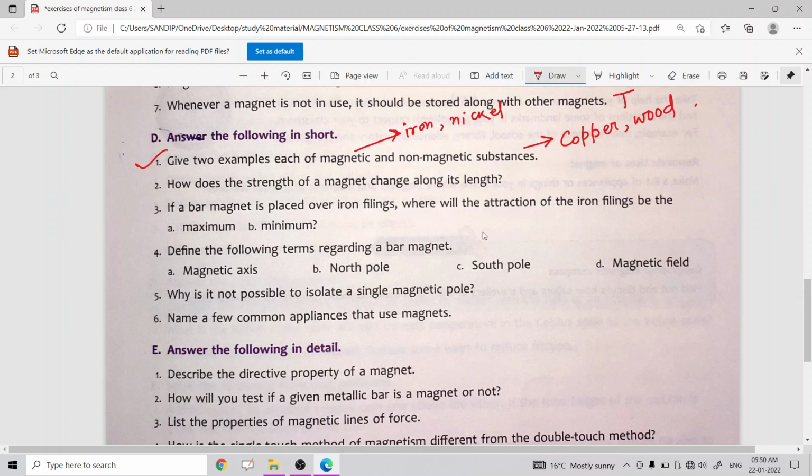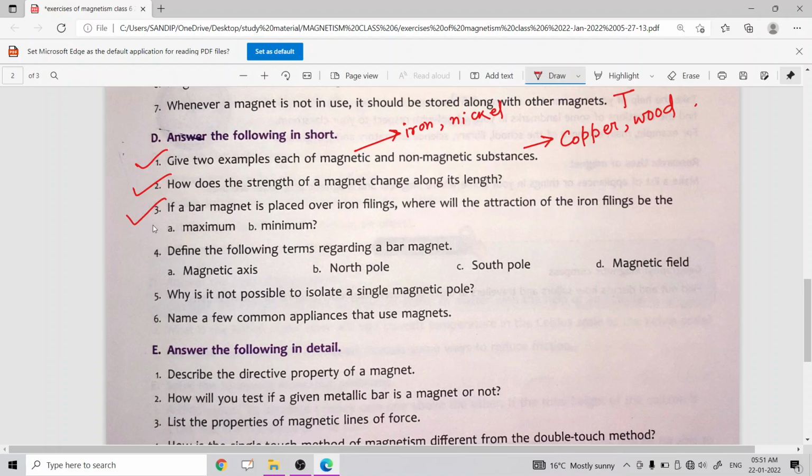Now the next one is: how does the strength of a magnet change along its length? The attractive power of a bar magnet gradually reduces as we move from one end towards the center of the magnet, where it is practically zero. That means at the extreme point the magnetic force or magnetic field is very strong, at its maximum, and as we go towards the center it decreases, and at the center of the magnet it becomes zero.